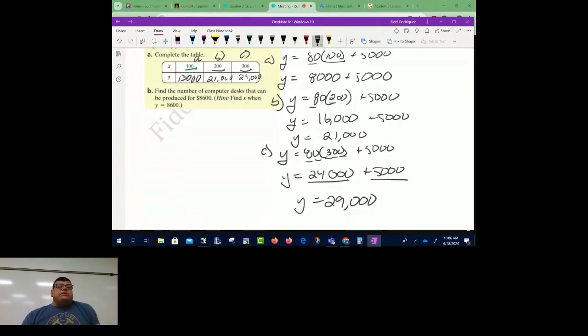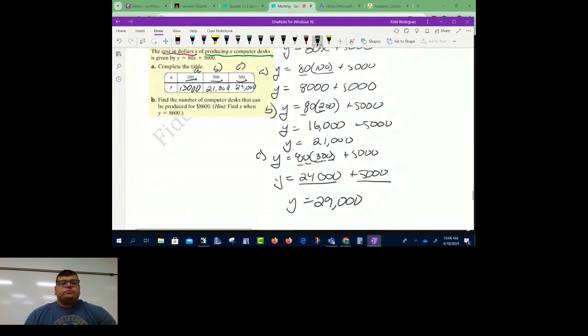So let's think about what this tells me. Y'all, what this tells me right here, let me just kind of clean up some of those lines there. This tells me if we make 100 desks, it's going to cost us $13,000 to make those 100 desks. If we make 200 desks, it's going to cost us $21,000 to make those 200 desks. And if we make 300 desks, y'all, it's going to cost us $29,000 to make those 300 desks. So this equation tells me how much money we're going to spend to make a certain number of desks.